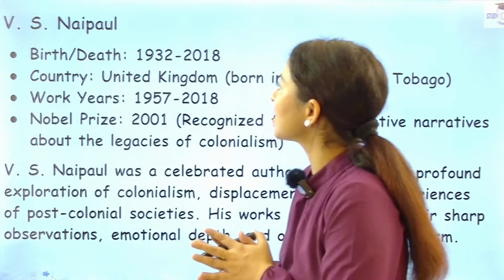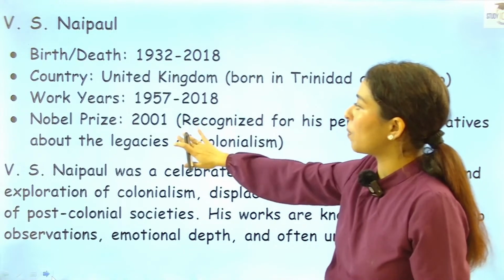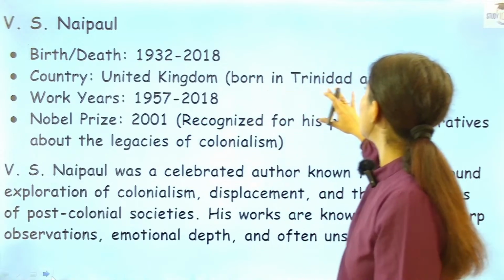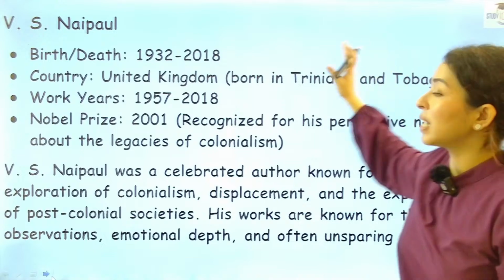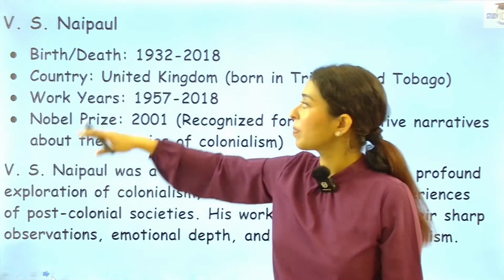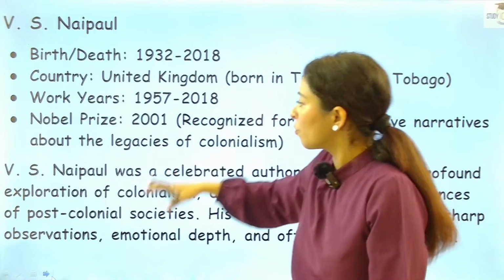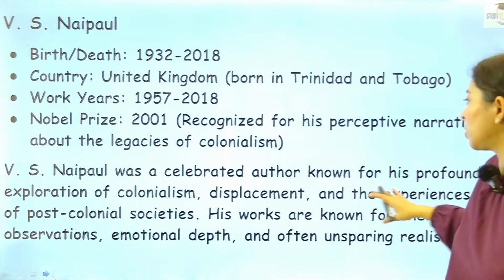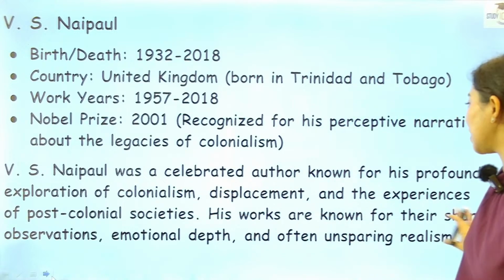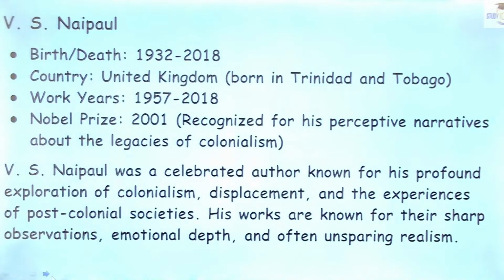Okay, so V.S. Naipaul. V.S. Naipaul 1932 to 2018, Nobel Prize इनको 2001 में मिला है. V.S. Naipaul was born in Trinidad and Tobago, and इनके ancestors like इसके father, grandfather, they were Indians. Okay, country कौन सी belong करते हैं? United Kingdom की citizenship है. V.S. Naipaul was a very celebrated author known for his profound exploration of colonialism, displacement, and the experiences of post-colonial societies. So he won a Nobel Prize in this.